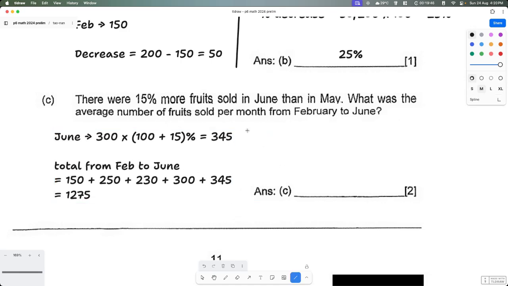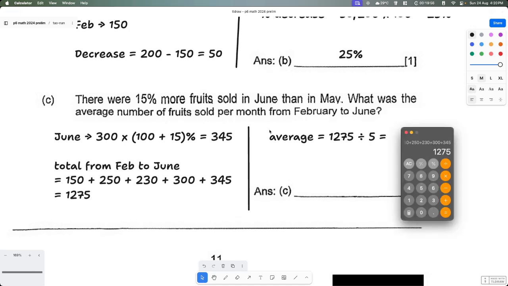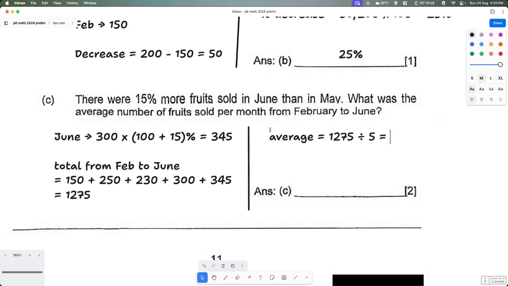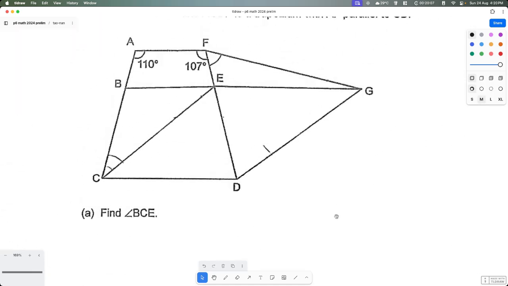Then we want to get the average, which is 1, 2, 3, 4, 5. So average is equal to 1275 divided by 5. Let's divide by 5. This will be 255. Okay, there you go. So the answer is 255 per month from February to June. Okay, let's move on to the next question.